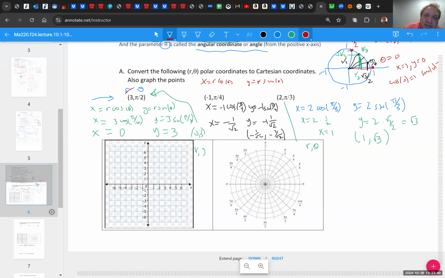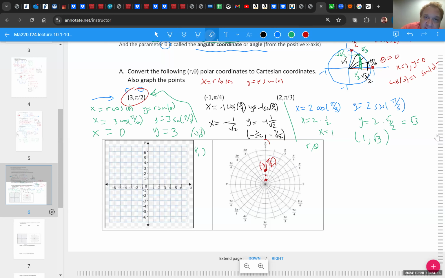For the first example, 3 comma pi over 2, the R is 3, so I'm going out 3, and that's at an angle of pi over 2. So I have to find my angle of pi over 2, which is right here, and I go out 3. 1, 2, 3, assuming these are counted by ones. So this is 1, this is 2, this is 3. That would be 3 comma pi over 2. I've gone out 3 at an angle of pi over 2, and that's this point right there.